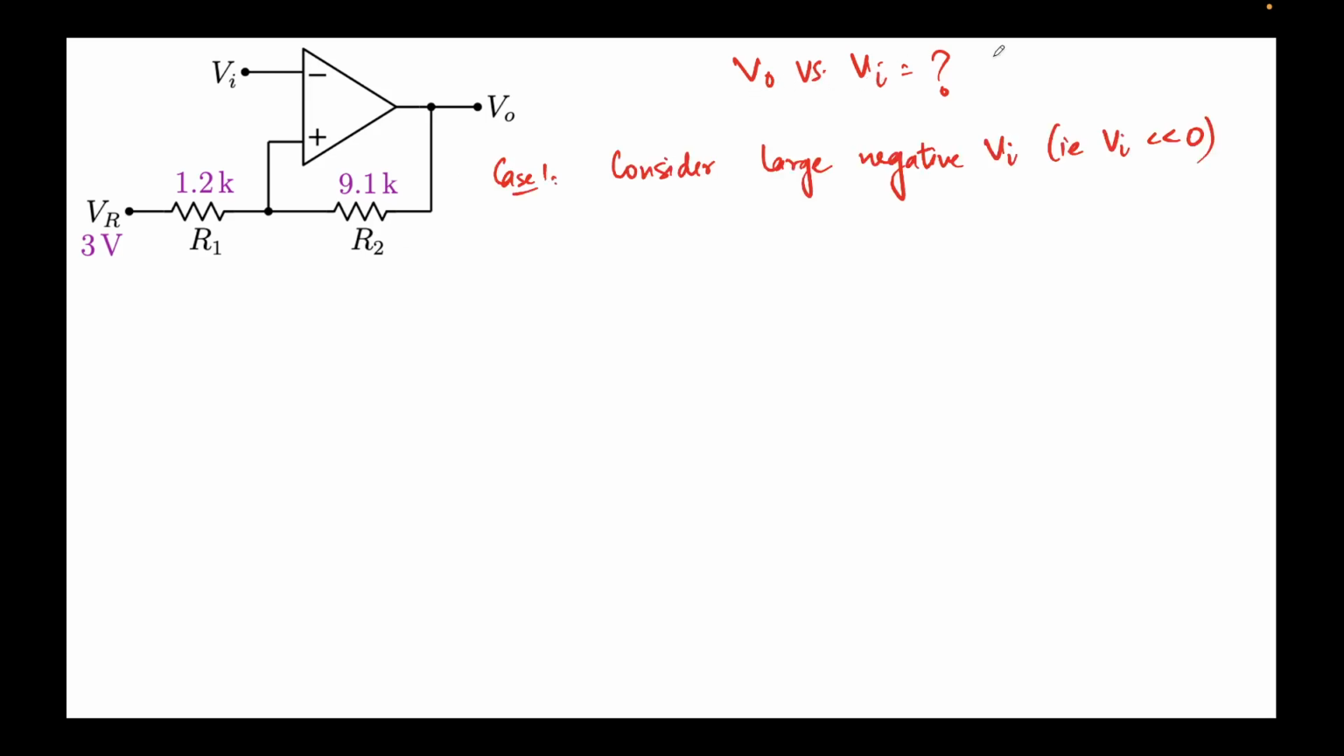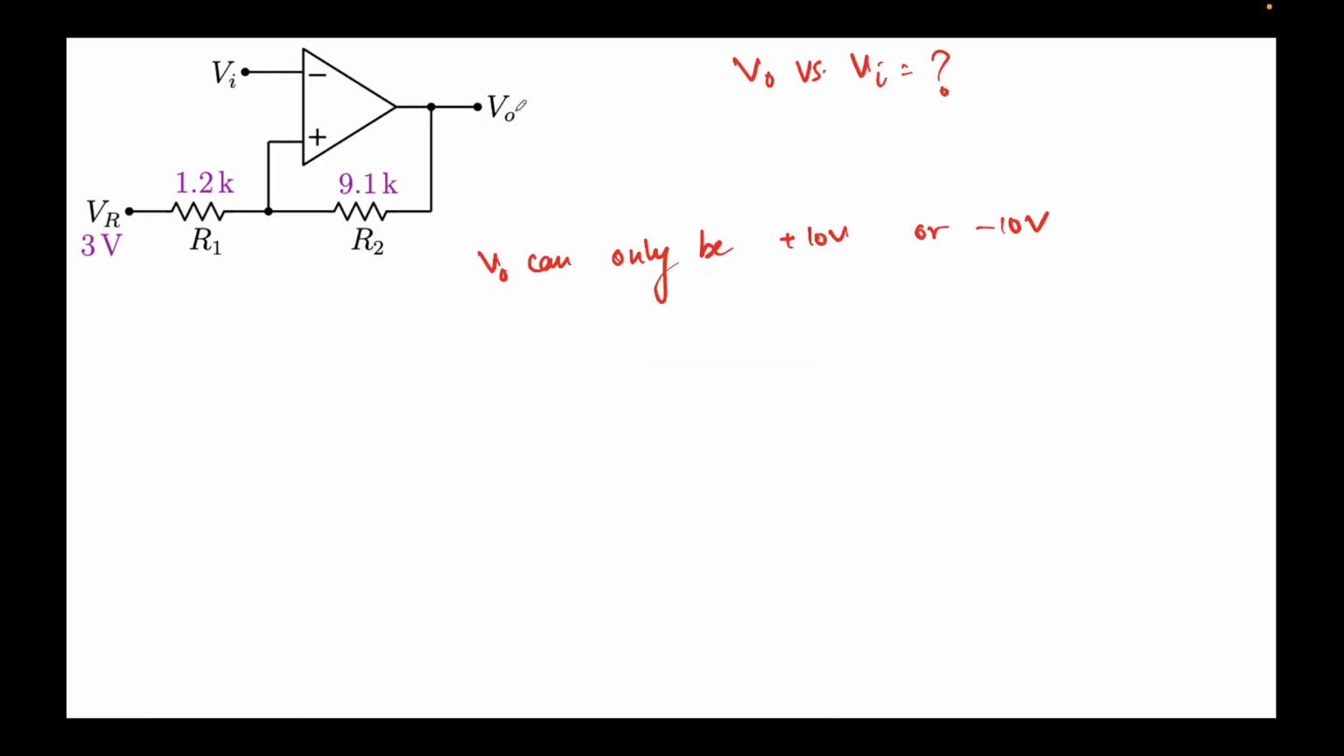All right. So just for the first case, let's consider very large negative Vi, maybe minus 50, minus 100, something like that. Let's just see what happens. Now, kindly note that V0 can only be plus 10 volts or minus 10 volts, right? Because it's a Schmitt trigger, and that's how it behaves. It can only be plus or minus 10 volts.